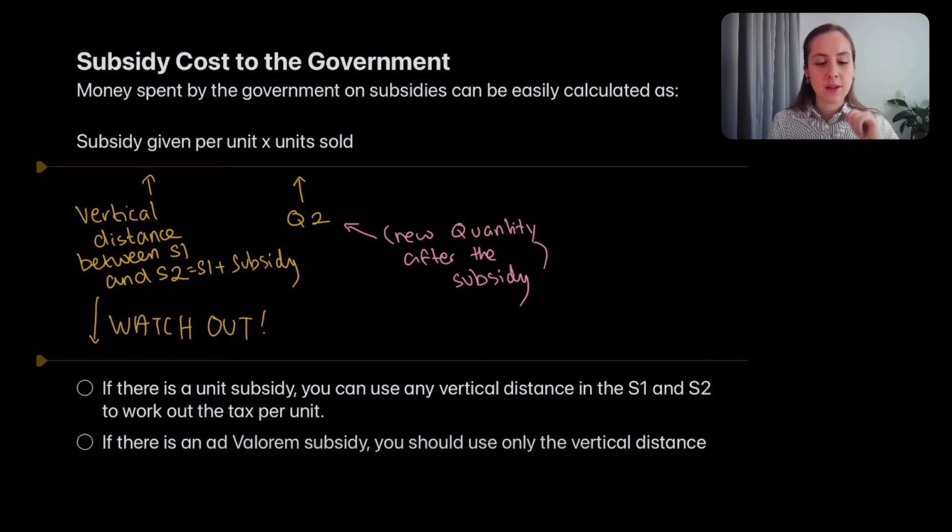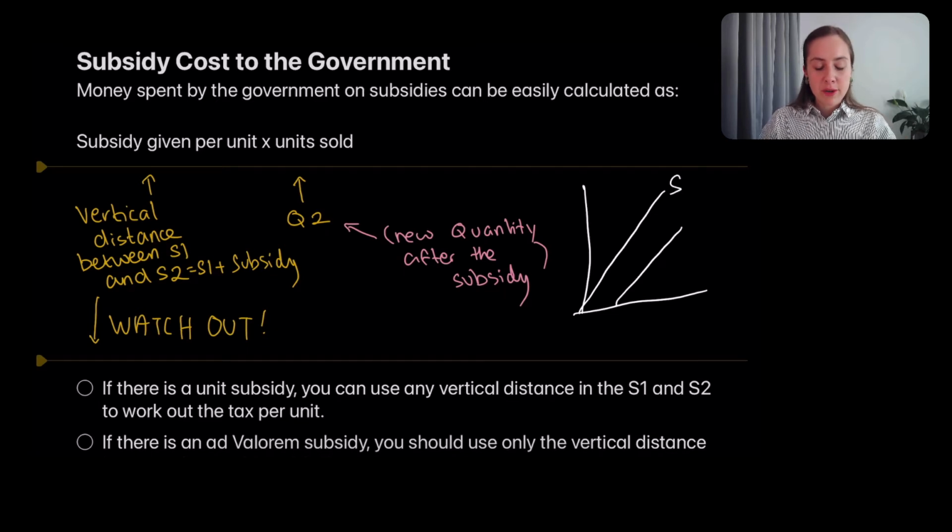Have an equation here. It's the subsidy per unit times the units sold. This is so important. It's going to be instrumental to help you see the area. So please write this down and highlight that. It's very, very important.